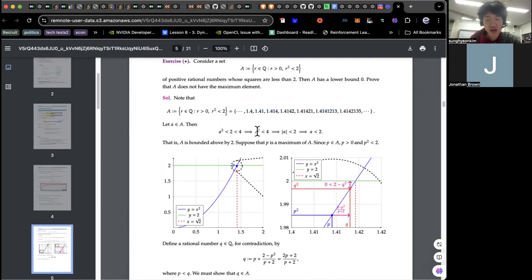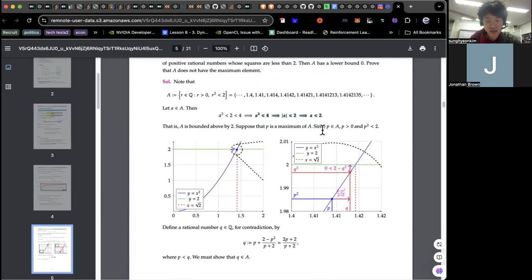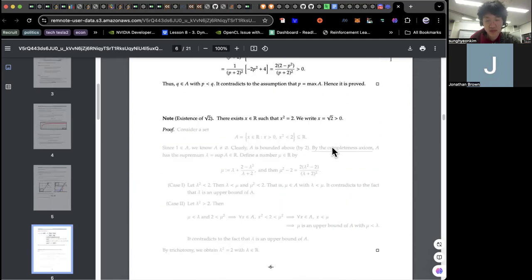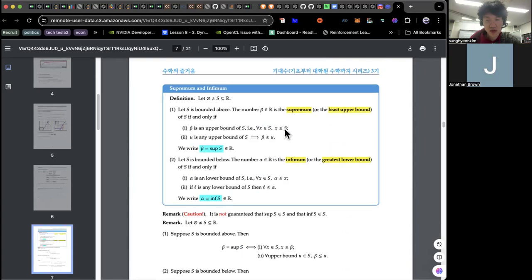If we do it, then this kind of relation is something we are able to make. Then A is bounded above by 2. And we will go to supremum, which is the least upper bound.